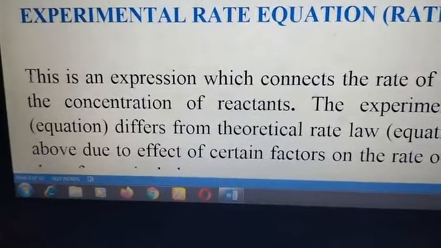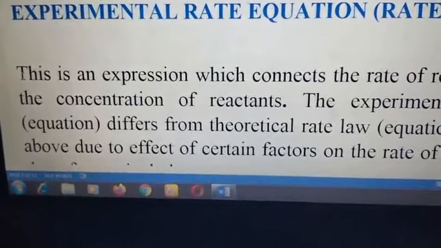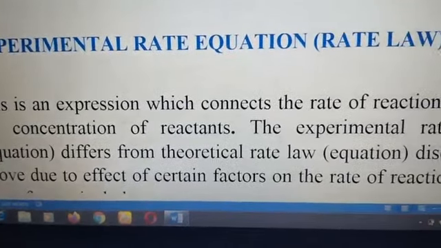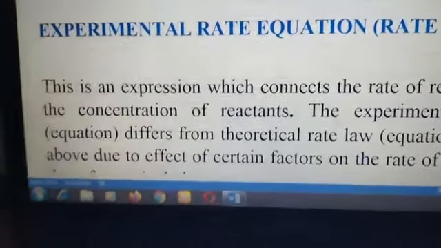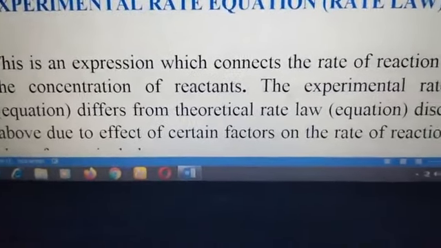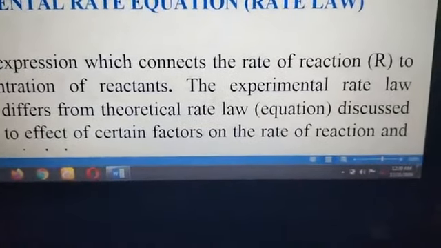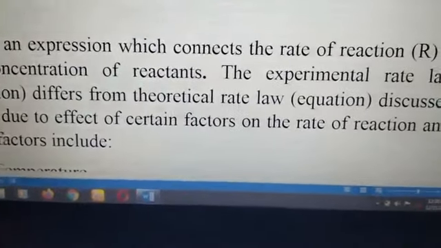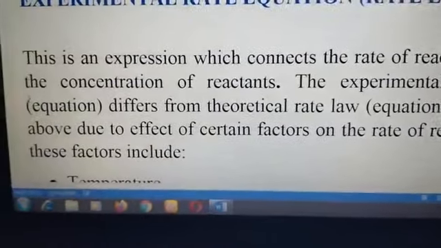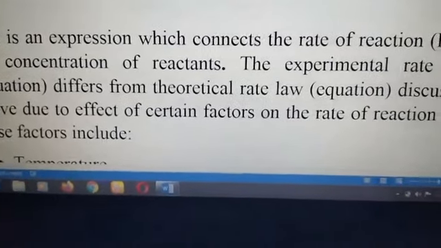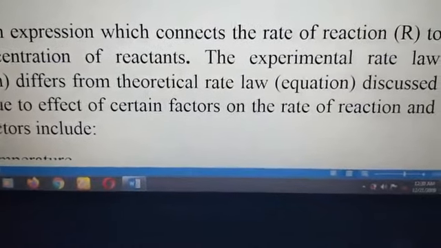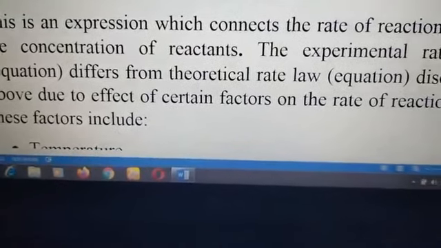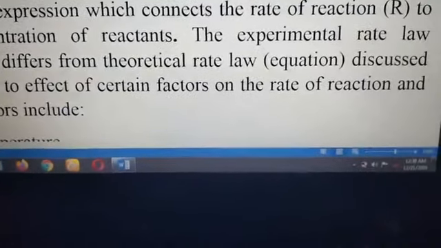So the experimental rate equation is somehow different from the theoretical rate equation. And now we want to look at the experimental rate equation, how to write it or how to derive it. So we say this is an expression which connects the rate of reaction R to the concentration of the reactants. The experimental rate law or equation differs from the theoretical rate law or equation discussed above due to the effect of certain factors on the rate of reaction.